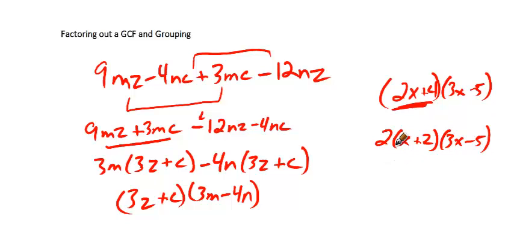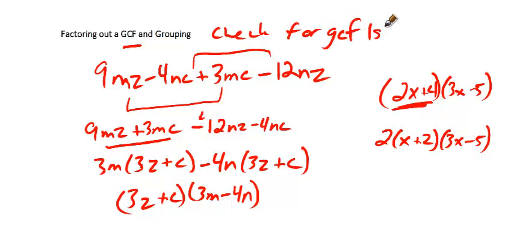A lot of times when people do grouping, they don't look at the original problem and ask, is there a GCF? Always check for GCF first. Always check for GCF first. Now in the very end, look at your answer. I don't have a GCF here. I don't have a GCF here, so it's good. But if you do, you still have to take it out. If you forget in the beginning, double check your answer at the end. You can check it there.